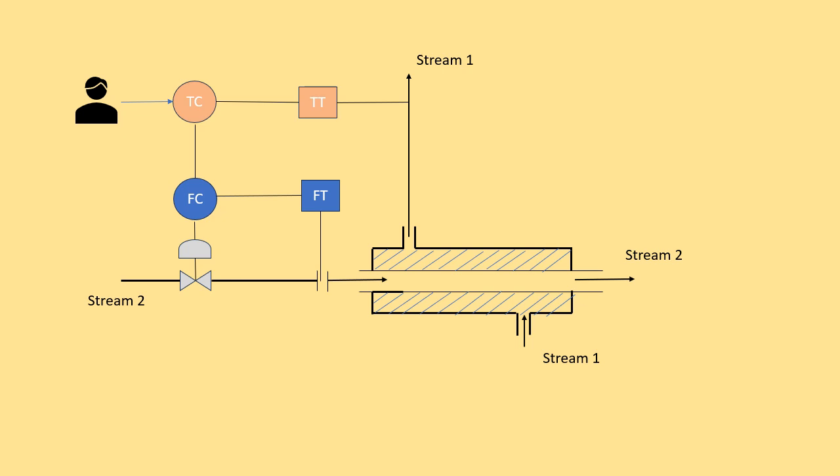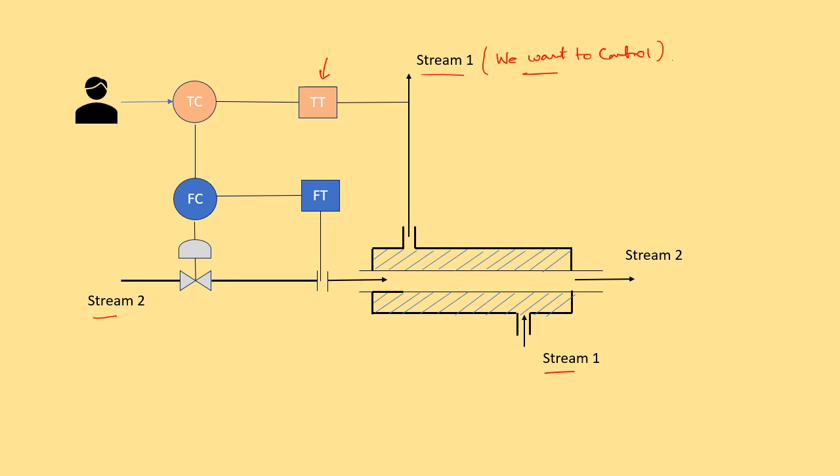So this is a simple cascade control scheme for a heat exchanger. In this particular heat exchanger, there are two streams, stream 1 and stream 2. The stream 1 outlet temperature is measured by a temperature transmitter, and this is the temperature we want to control. This is our control objective, to control this particular temperature.